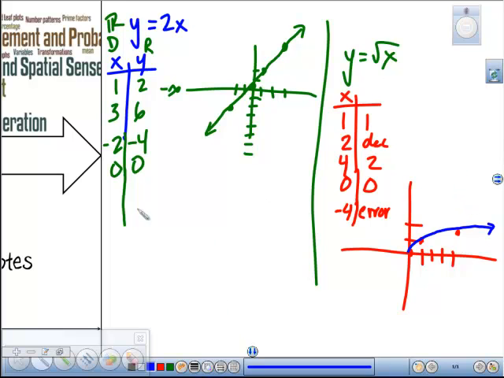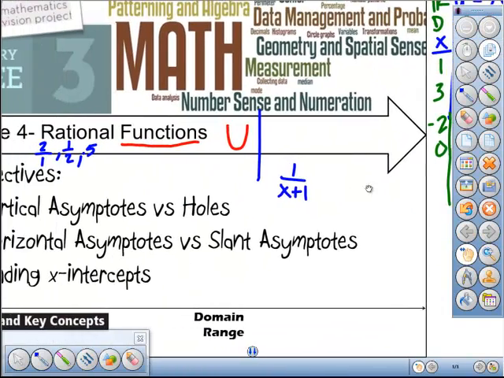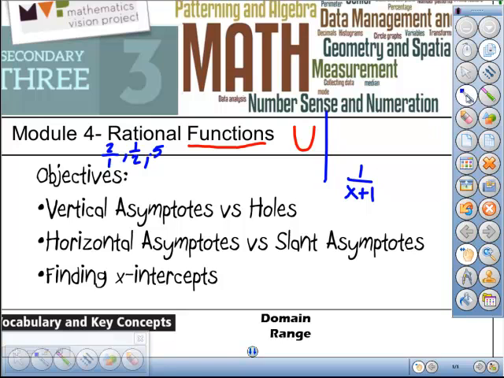Okay, so let's go back to our rational function, the one that I drew up over here. Is there anything that we couldn't substitute inside here?